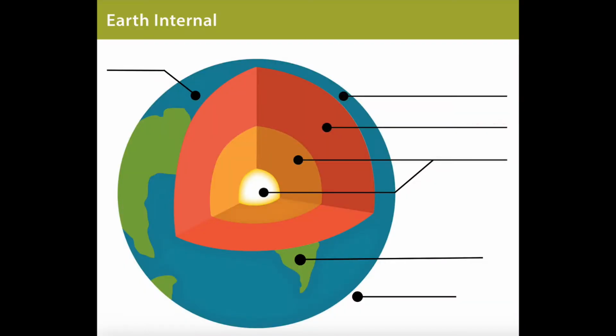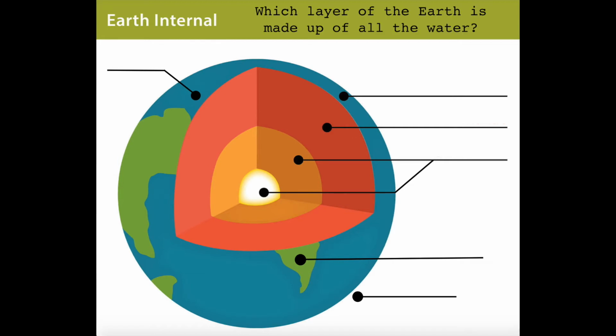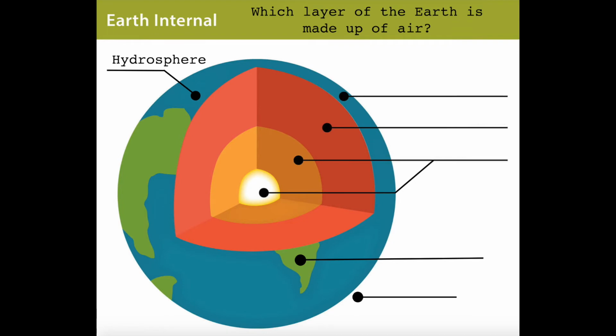Now we're going to do a little labeling activity just to practice all the different layers of the Earth. So here we have a blank diagram of the Earth. Which layer of the Earth is made up of all the water? The hydrosphere. Which layer of the Earth is made up of air? The atmosphere.